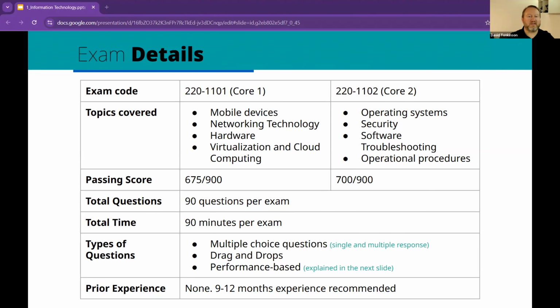Core 2 covers the operating systems, security software, troubleshooting, and operational procedures. Now the passing score: 675 out of 900, 700 out of 900. Yep, we can all manage that. It's not really going to be super tricky as far as I was aware. Total questions is 90 questions per exam, 90 minutes.